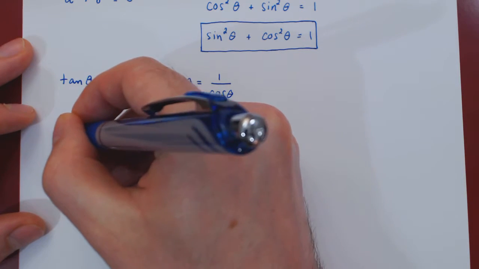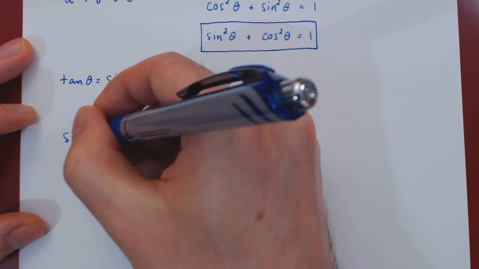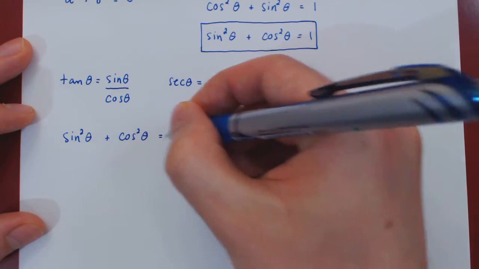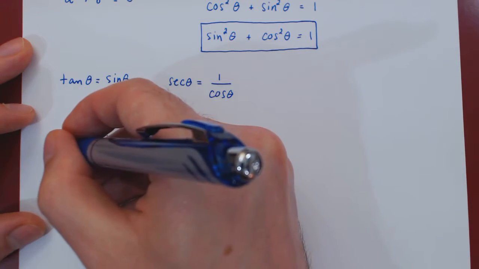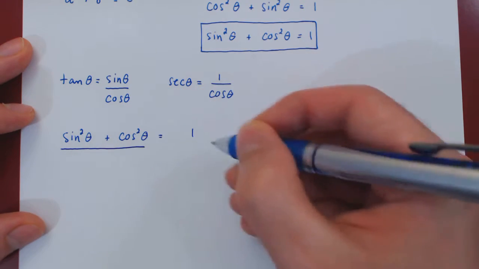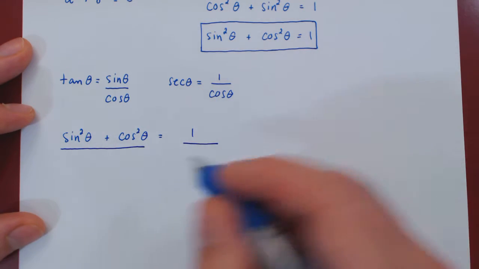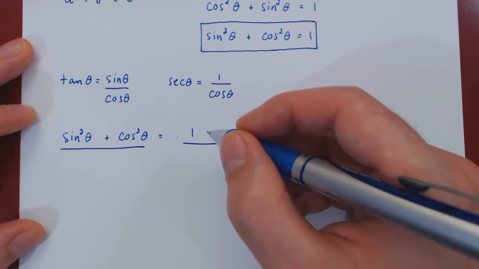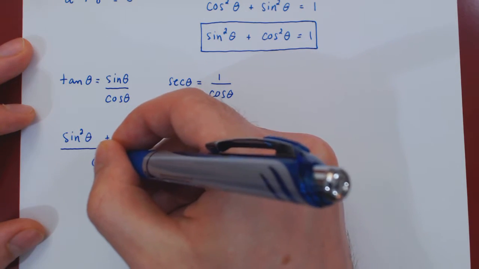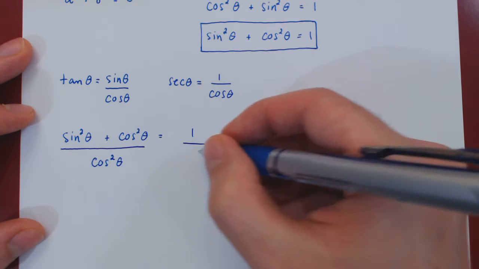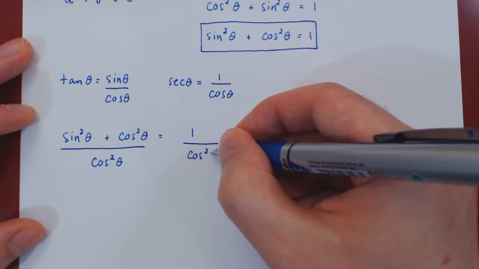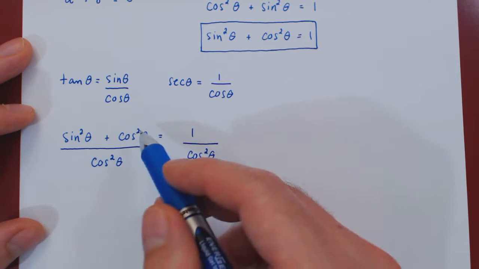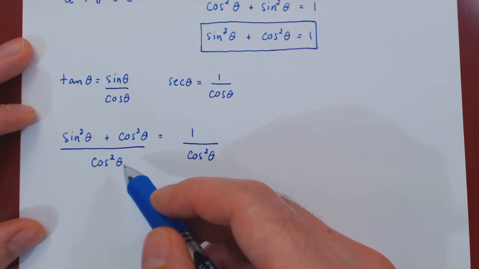So, let me rewrite it: sine squared of theta plus cos squared of theta is equal to 1. And again, we have an equality, so as long as we divide both sides by the same thing, we preserve the equality, and we divide both sides by cosine squared of theta. Well, let's divide now both terms on the numerator by cosine squared.